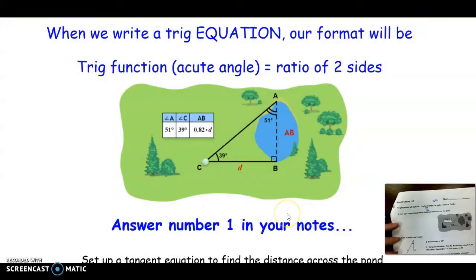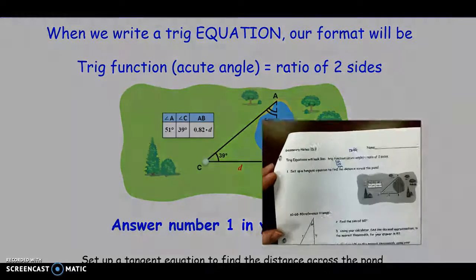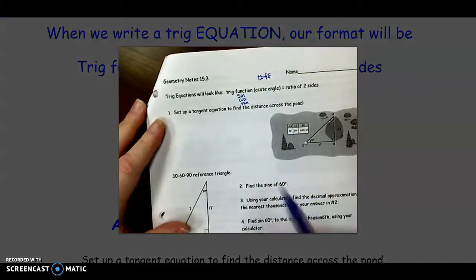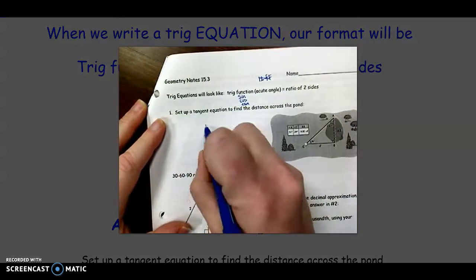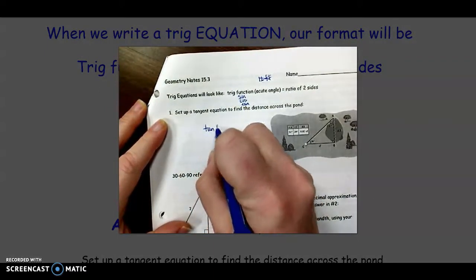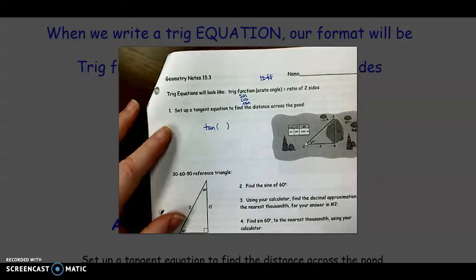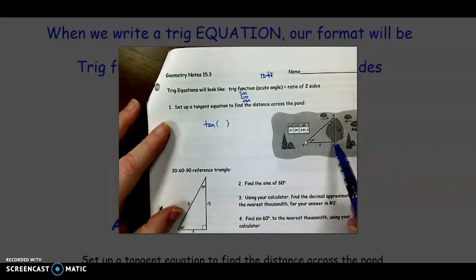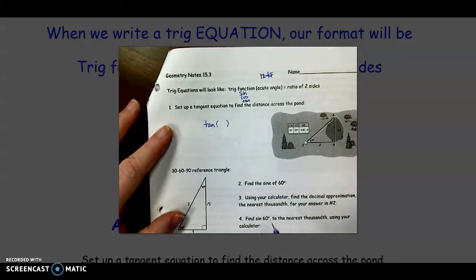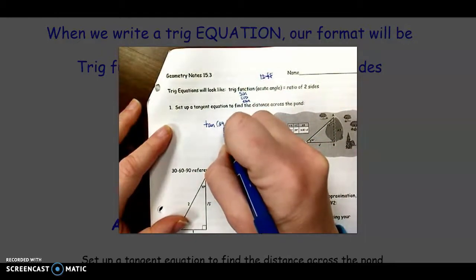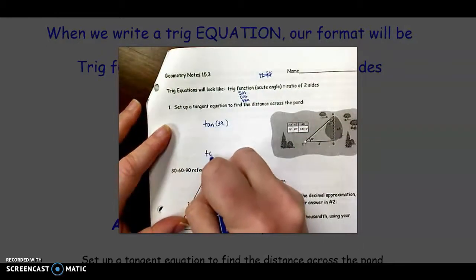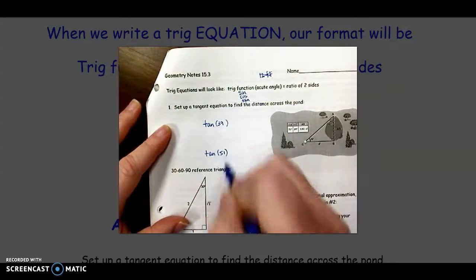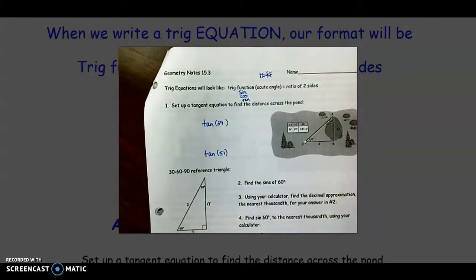It says to set up a tangent equation to find the distance across the pond. So we know we're going to be using the tangent function and that we must do so from an acute angle's perspective. So we have the right angle that we never write a trig function from. We have to use one of these angles. Now it does not matter which one you use. So you can either put 39 here, or I'll write it the other way as well. You could put the 51 there. Those are both acute angles, so you could use either one.